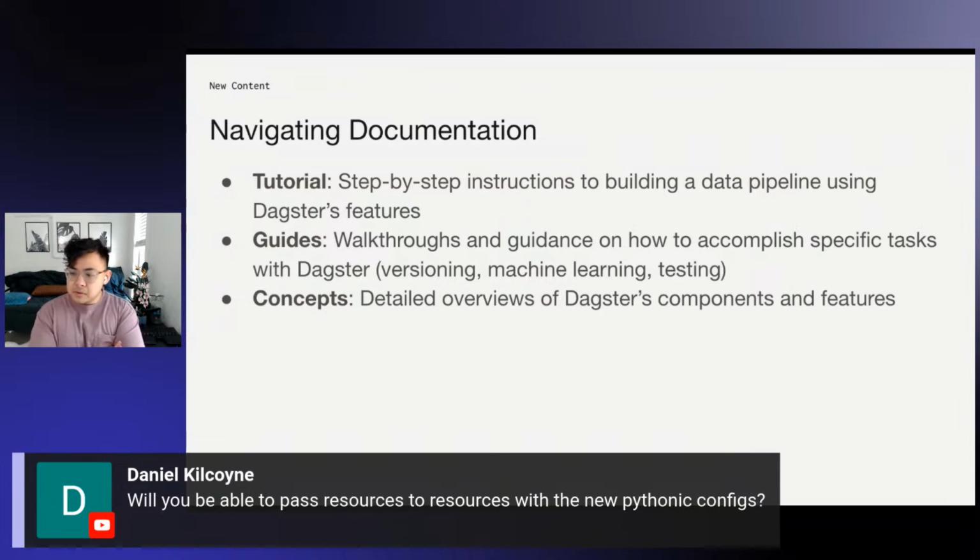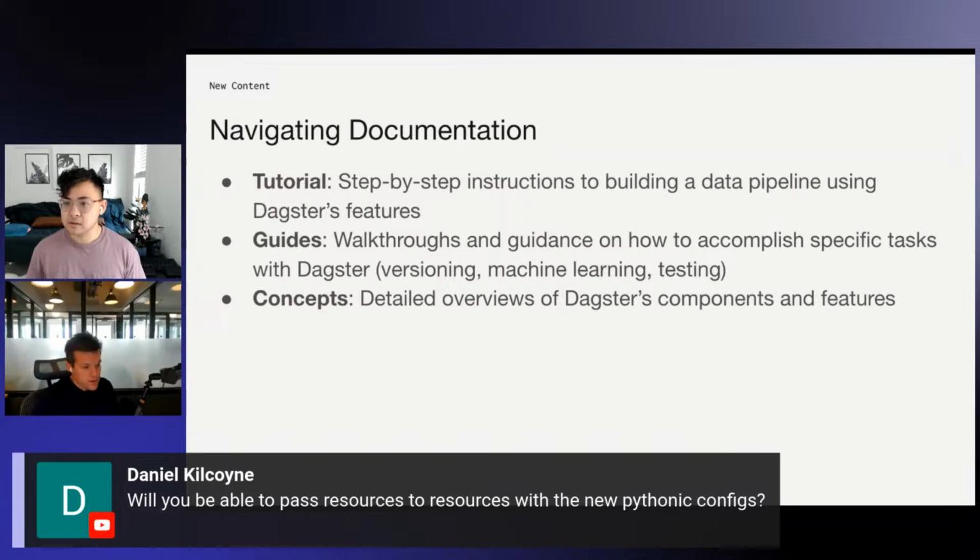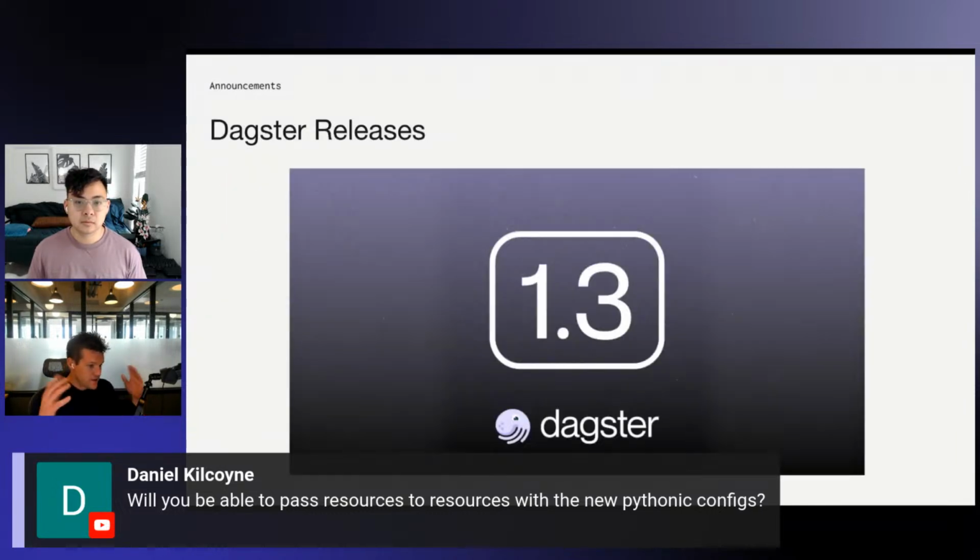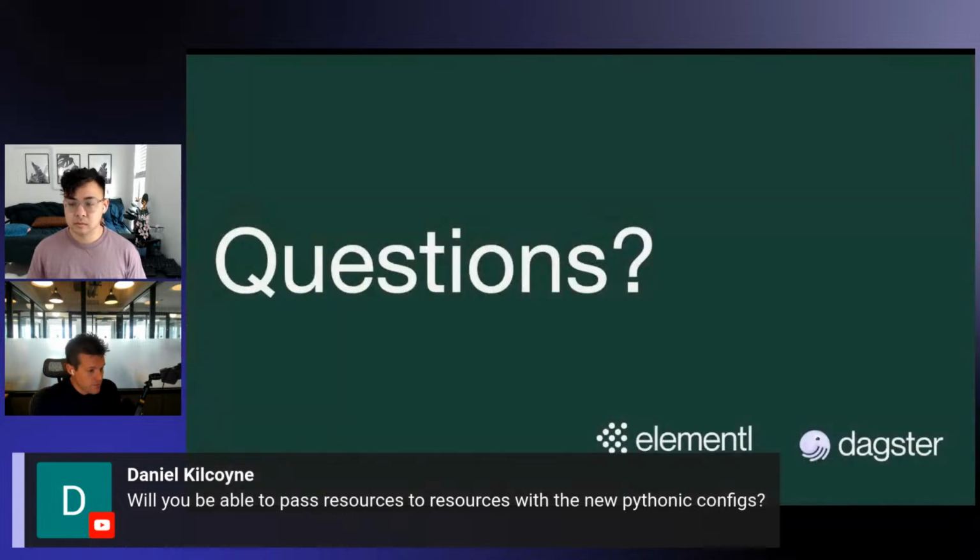All right, looks like we have another question. Will you be able to pass resources to resources with the new Pythonic config? Nick, would you like to take that? Yes, you can. We have first-class support for that, and it's called resource dependency, and you can just annotate your declaration of the attribute with that. So yes, and it's much nicer. No required resource keys. In the same way, it's much more elegant.